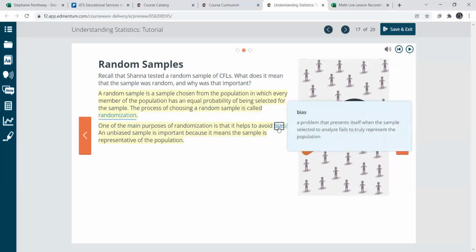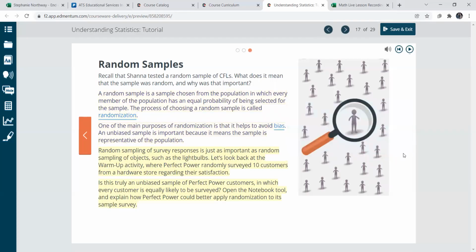Bias. A problem that presents itself when the sample selected to analyze fails to truly represent the population. So unbiased is important because it means the sample is representative of the whole population.